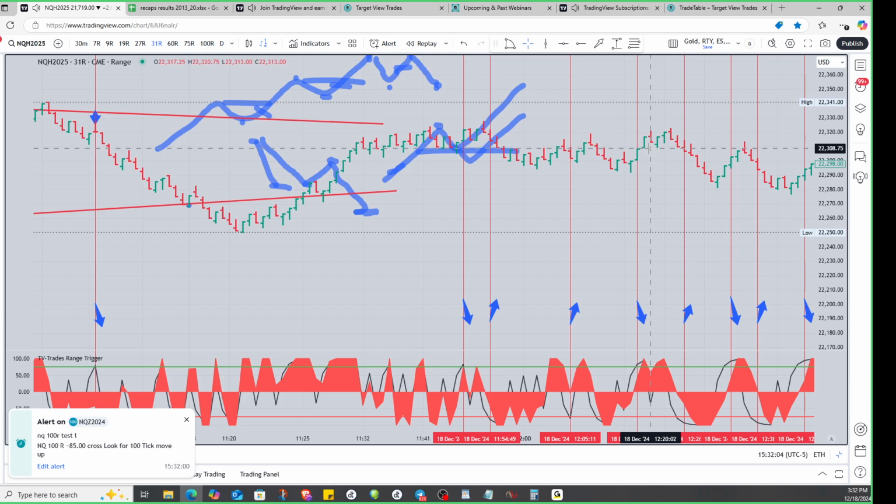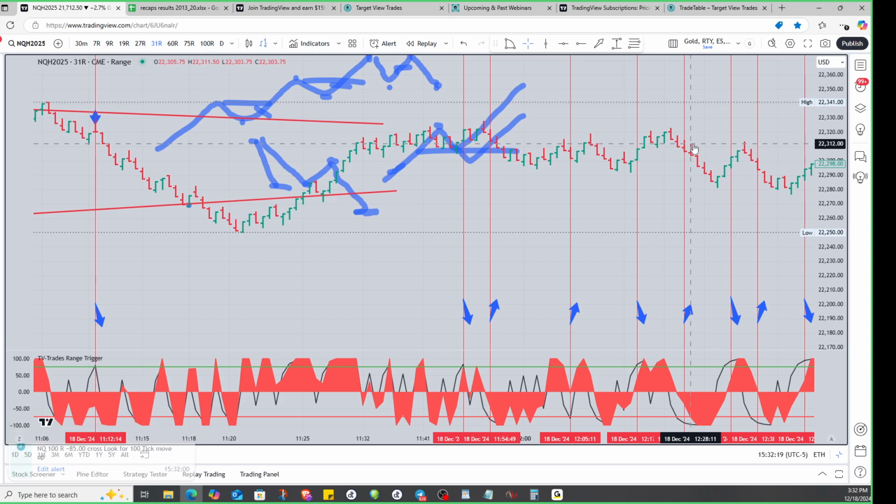So the entry point would have been here at 308.75. If you got in at 308.75 and not higher than 308.75, it pulled all the way back up to 322. So yeah, you would have stopped out on that one. That would have been a stop out. And this one right here, if you got the entry right here, it ran up enough to get your stop to break even before it pulled back.